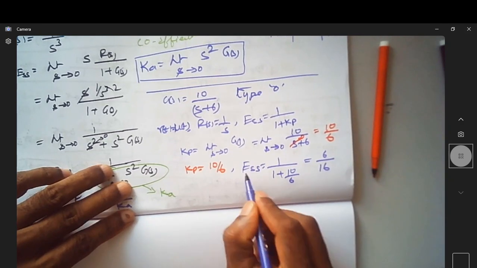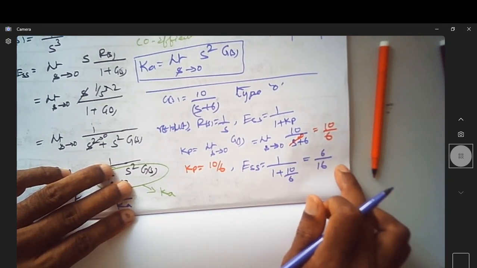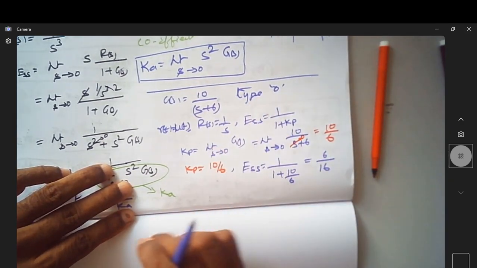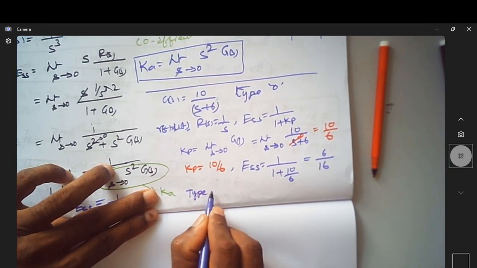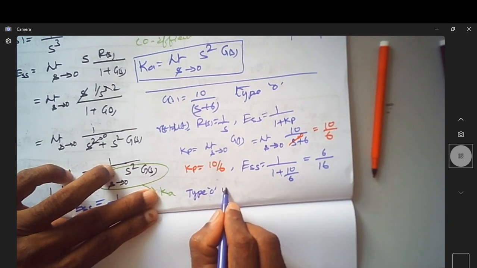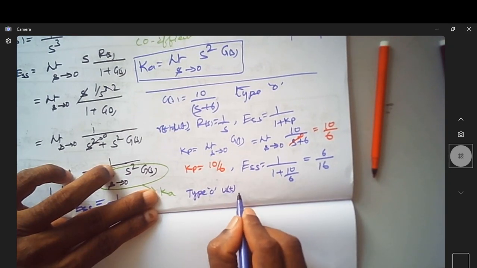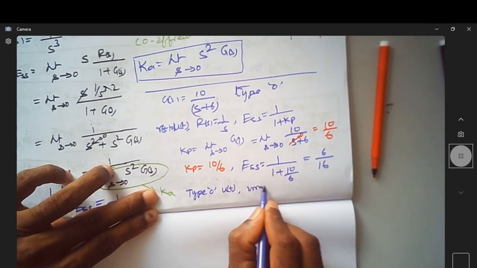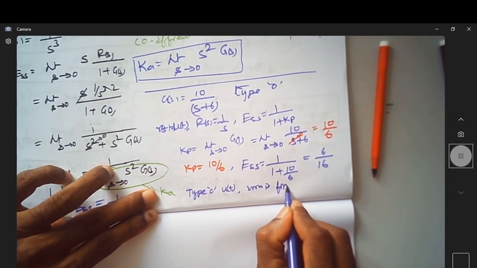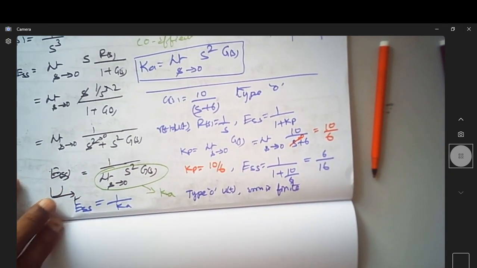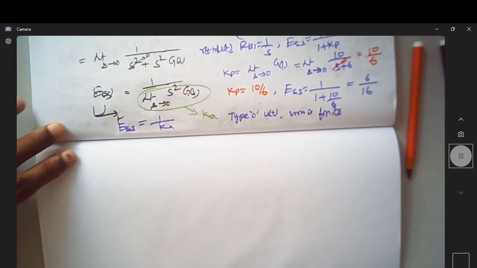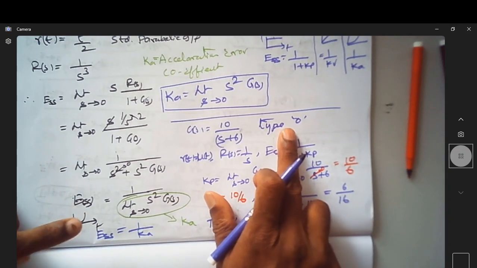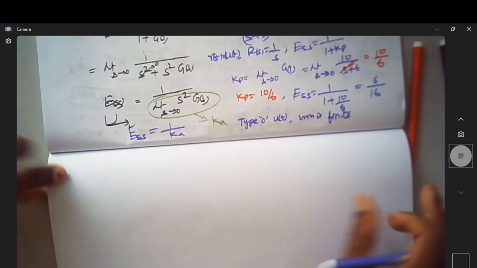So this is the steady state error, which is a finite value for a type 0 system. So the summary is: type 0, u of t as the input, the error is finite. So let us take the same type 0 system, let us apply a unit ramp.